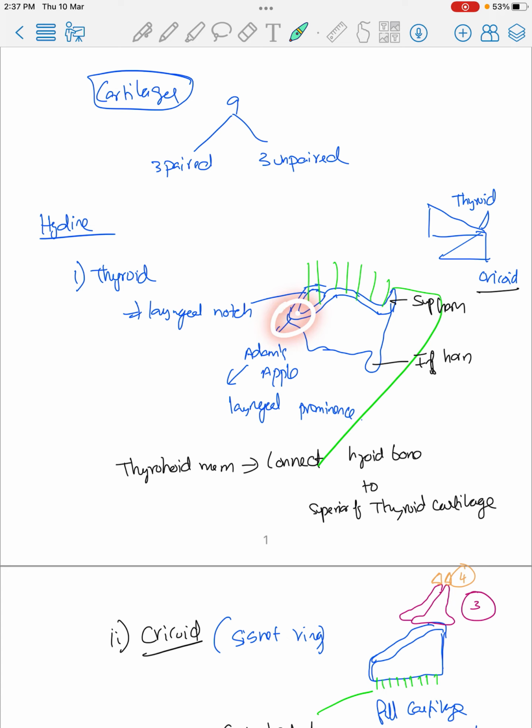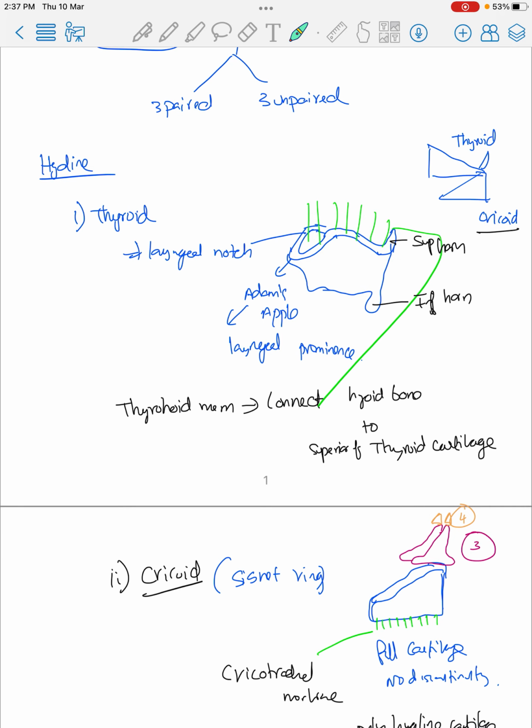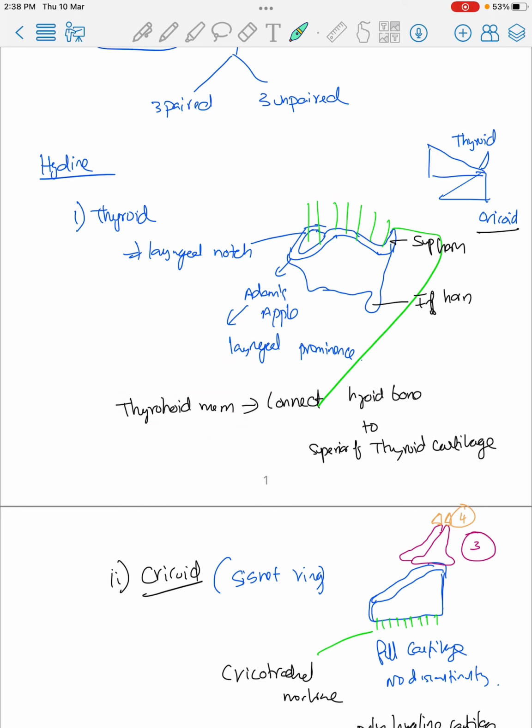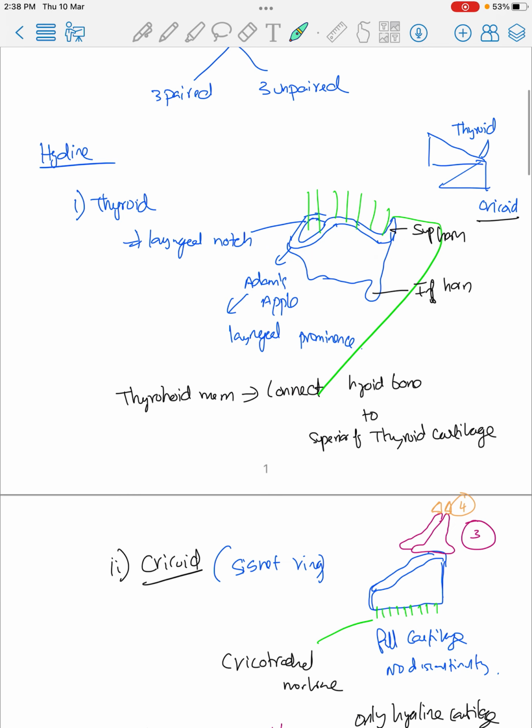This is the anterior most part, which forms the laryngeal prominence or Adam's apple that you can feel in your neck. Then it has a superior horn and inferior horn on the posterior side. I will tell about this fold later. This thyroid is attached to the hyoid bone above by the thyrohyoid membrane. It connects the hyoid bone to the superior thyroid cartilage. This fold is the median or epiglottic fold.